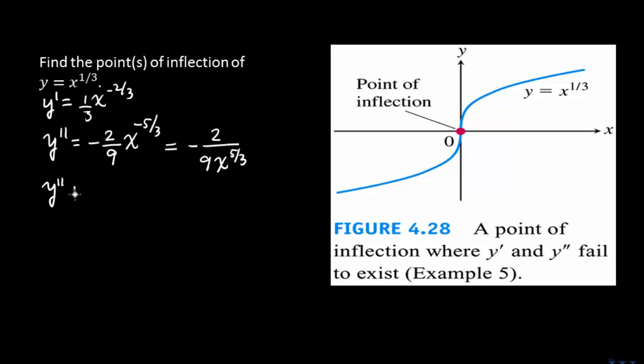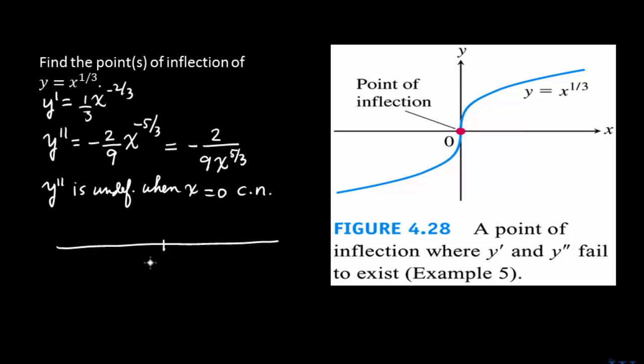which again will mean that y double prime is undefined when? Okay, when x is equal to 0, because the denominator will make it 0. So what do we do? We'll find out whether this critical number is a point of inflection. So you take 0, again you test it to the left and right of 0 and find out. So -1 is our test point and 1 is our test point as well. So just plug in -1 into y double prime.